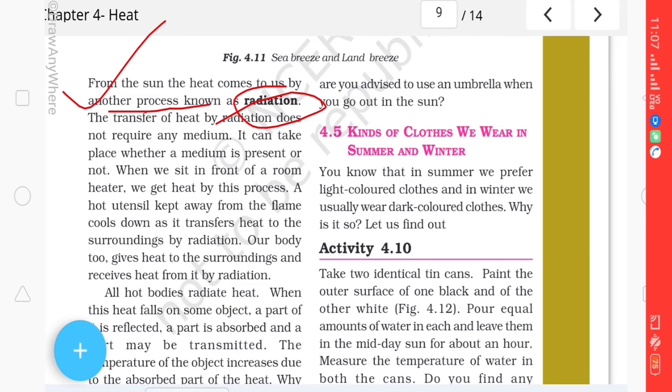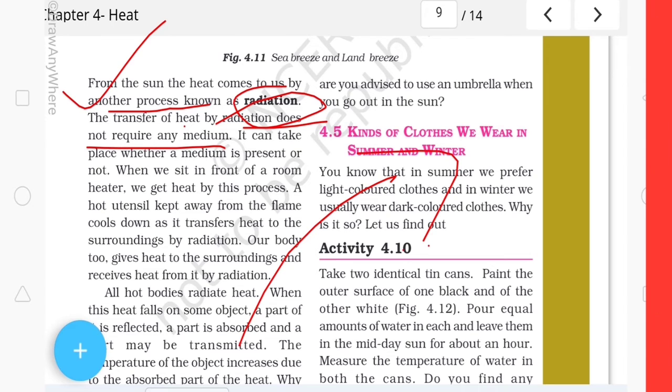And for radiation we do not need any medium. Radiation does not take place only from the sun to our body or to the earth. Radiation may take place in any object. Suppose we are getting heat in our body. The heat which we are getting may be absorbed by our body. Some of it will be absorbed, some of it will be reflected. That means we will return it back.